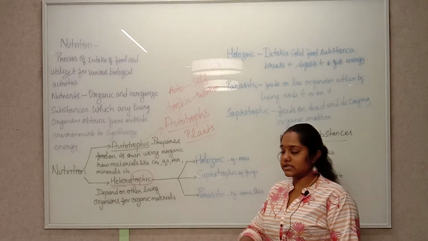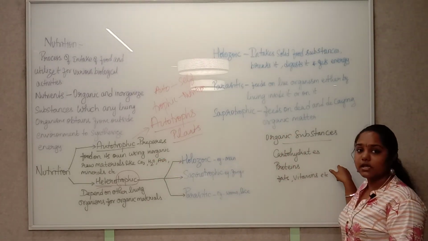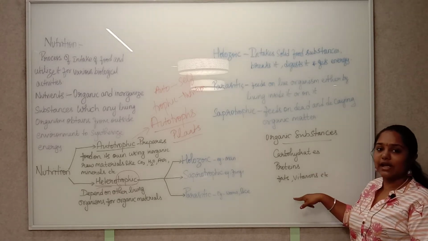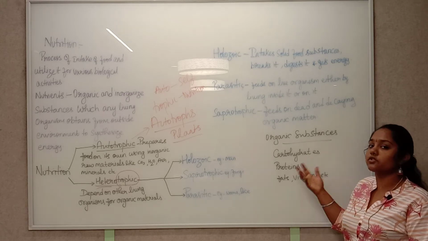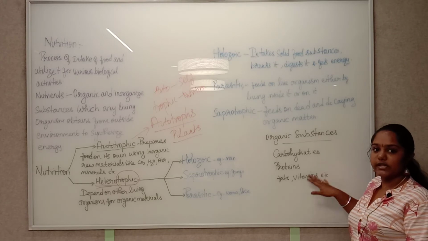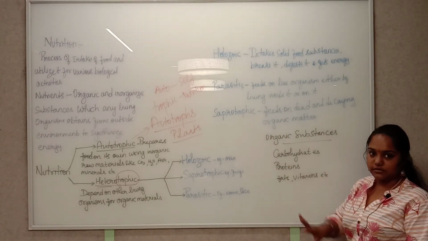You might ask a question. You mentioned organic molecules, so what are organic molecules? Let's see. The organic molecules are carbohydrates, proteins, fats, vitamins, etc. If you look at it in even more chemical terms, it is going to be difficult. So let's stick to biological terms like carbohydrates, proteins, fats and vitamins. These are the organic substances compared to the nutrition.